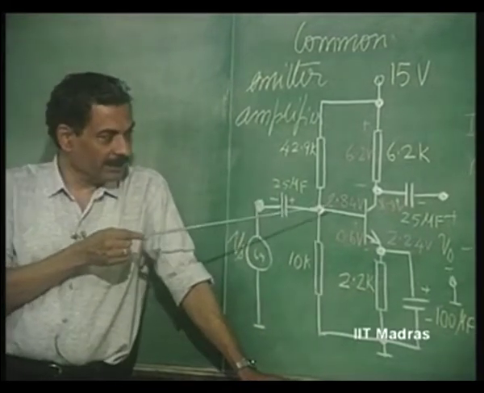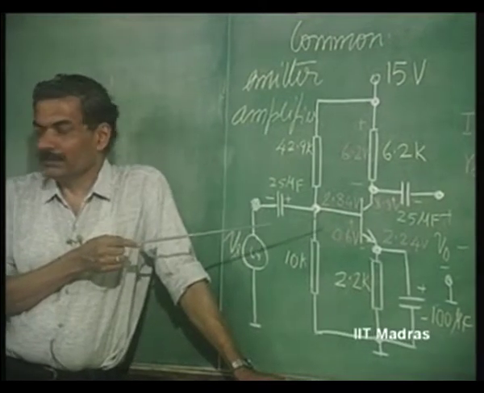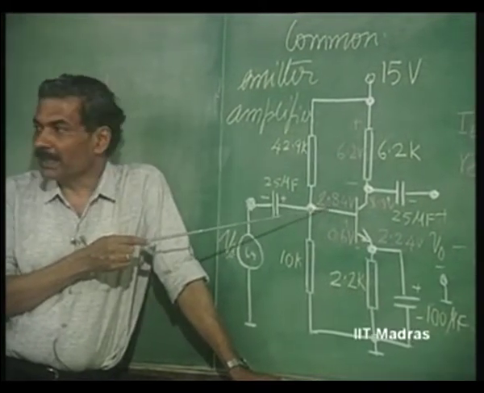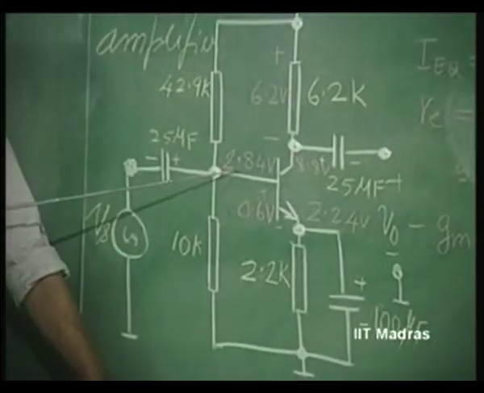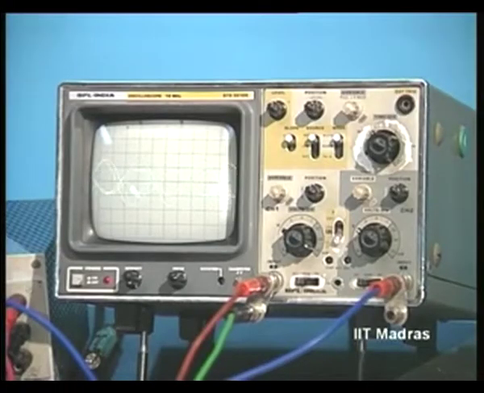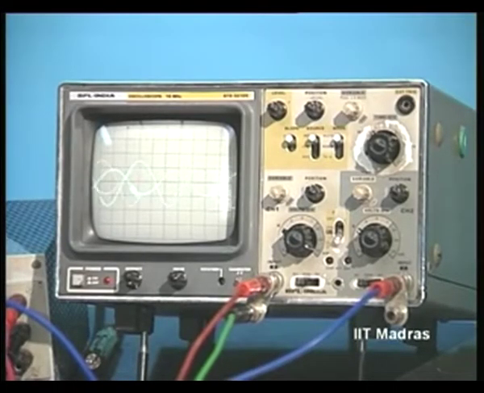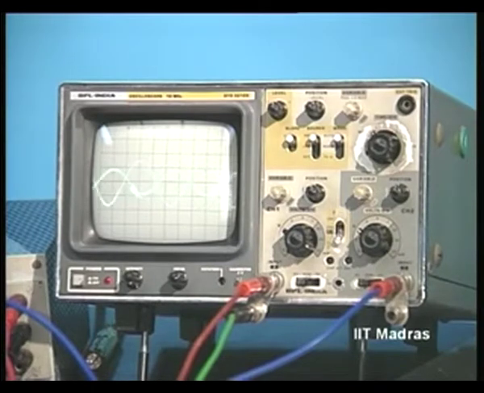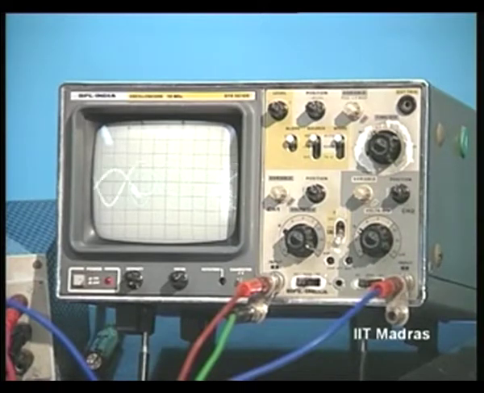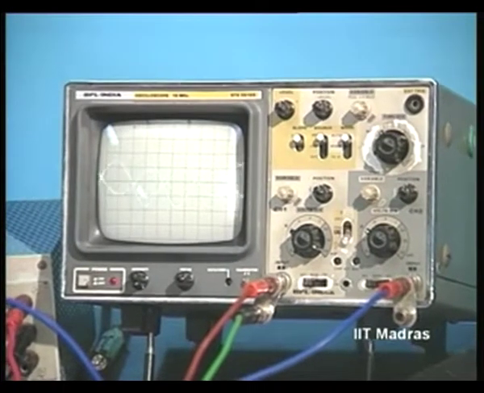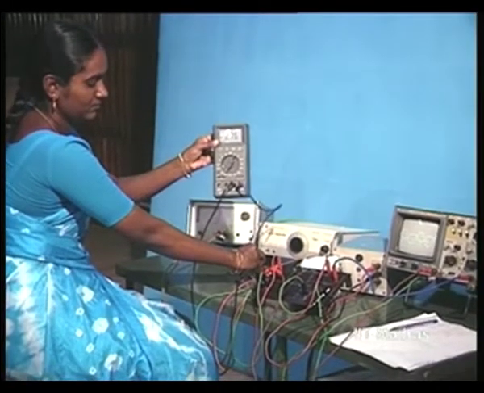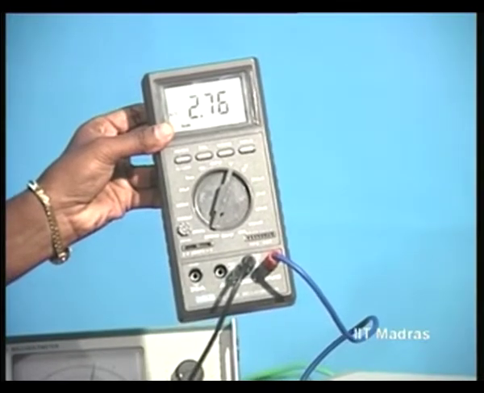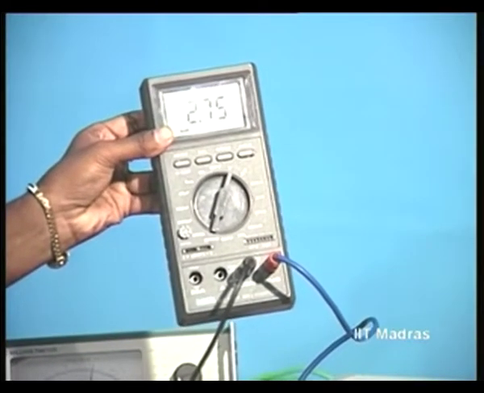Further, we will check the operating points. Now Padmavati will show us, using a DC multimeter, the potential at the base, which should be 2.84. Let us see how much it comes. The resistors are all 5% resistors, so there might be some small variation in this. You can lift it up and show. Yeah. So that is the voltage, 2.75 instead of 2.84, which is acceptable.